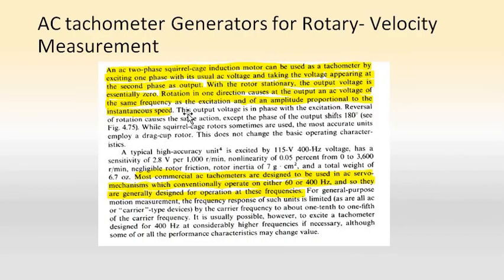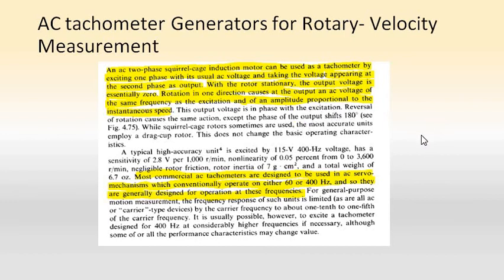Now if there is no rotation, the output voltage A naught is 0. If it is rotating in this direction, it will cause an output AC voltage of the same frequency as the excitation and an amplitude proportional to the instantaneous speed. And if the rotation is changed, then the output changes, and depending upon that we can obtain the value. The output voltage is in phase with the excitation in this case. The reversal of rotation, as I have told, will cause the same action except that the phase of the output shifts.